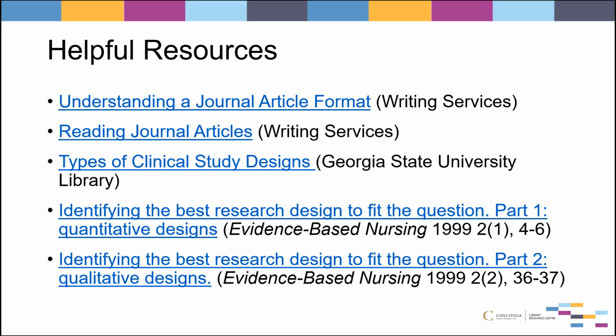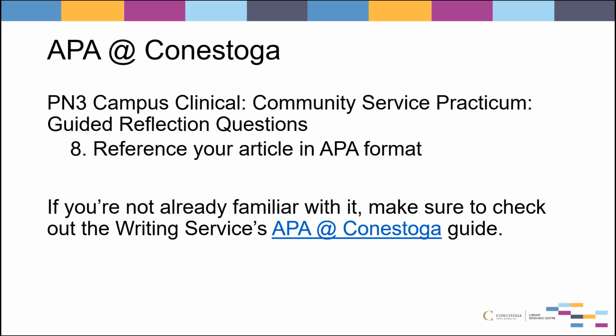Remember that you need to provide a reference for any source from which you either quote or paraphrase information. Step number 8 of your assignment requires that you reference your article in APA at Conestoga format. The Writing Services Guide to APA at Conestoga is an excellent tool to show you how to build your references for different types of sources. In this case, because you are using a peer-reviewed primary research article, you will be looking for information about how to reference a journal article. If you run into problems with referencing, you can ask library staff or Writing Services staff for help.